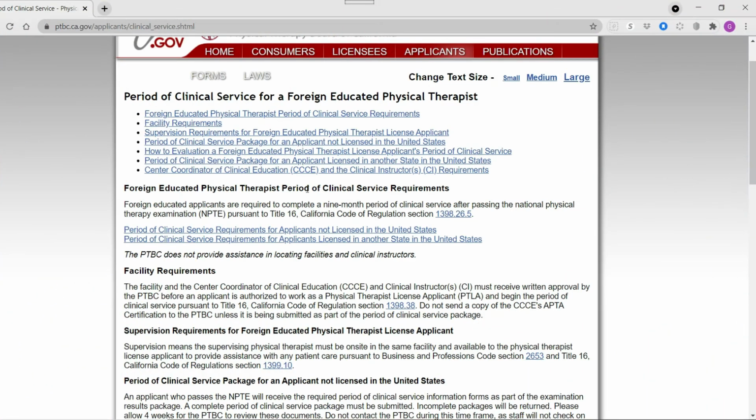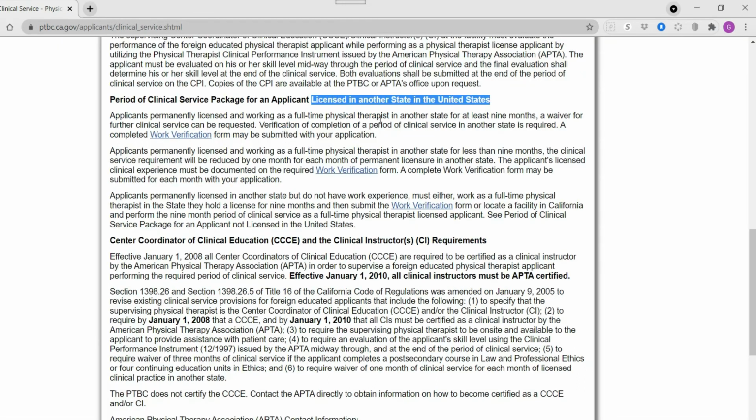For a foreign educated physical therapist, the period of clinical service requirement is a 9-month period of clinical service after passing the NPTE. So most of the colleagues start in another state, and then if they have 9 months or more clinical experience, they transfer their license to California.